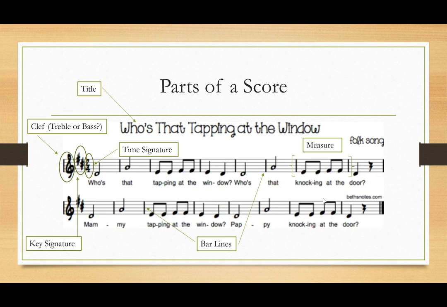All right, I know this looks like a lot, but we're going to get to all of it and we're going to take our time with it. So don't worry about it. This is just an overview of the things we're going to get to with the parts of a score.